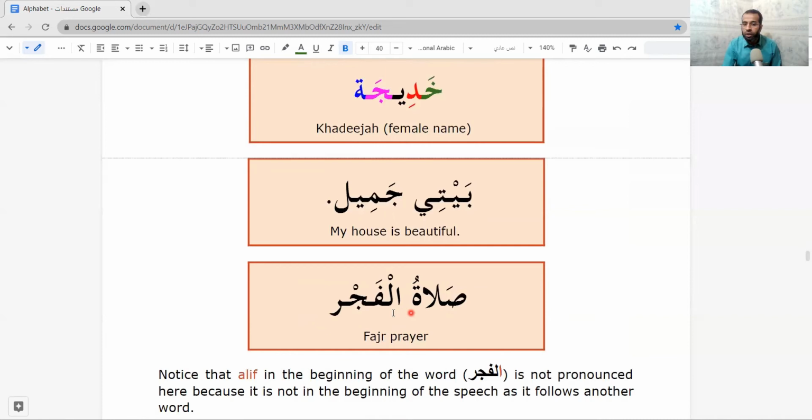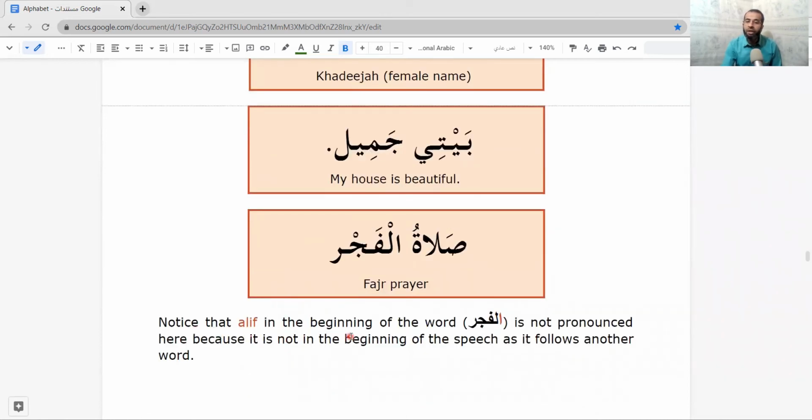So it will be like this. Salatul Fajr. We don't say sa, but we say sa, because this is sad, not seen. Salatu, we don't say salatu al. No, the alif here is silent. Salatul Fajr. So notice that alif in the beginning of the word al-Fajr is not pronounced here, because it is not in the beginning of the speech, as it follows another word.